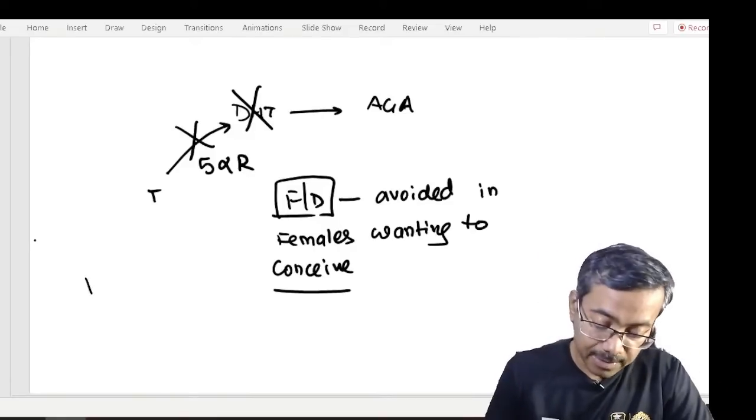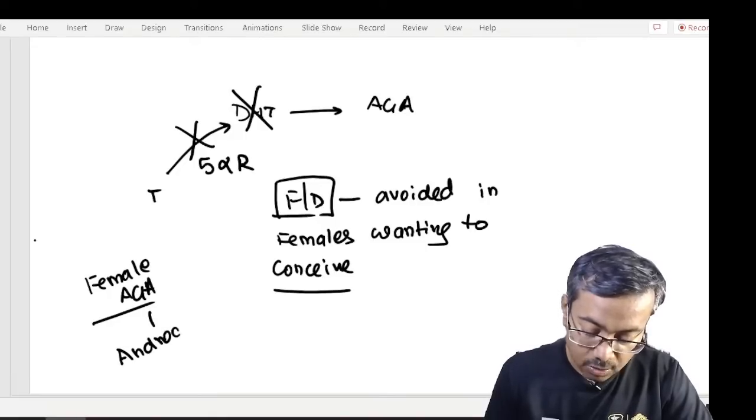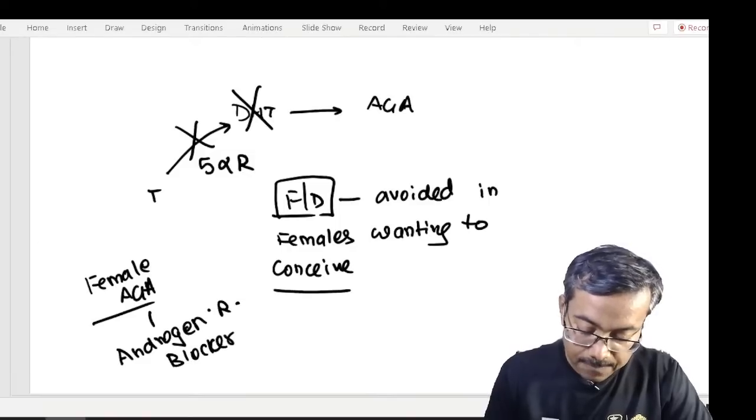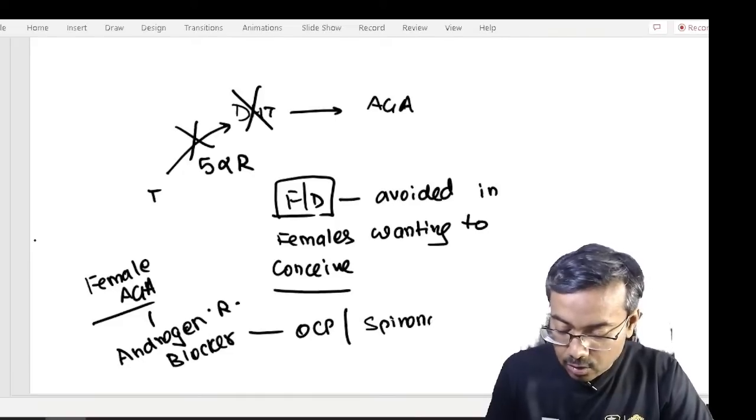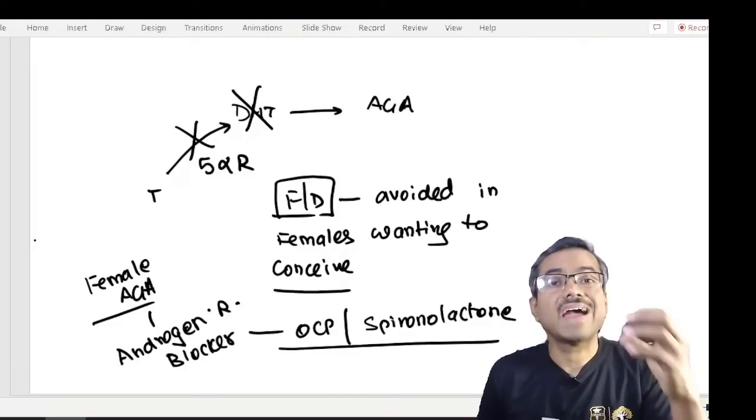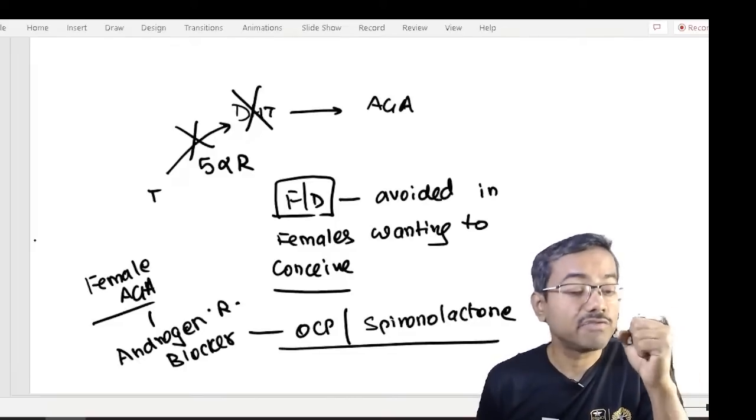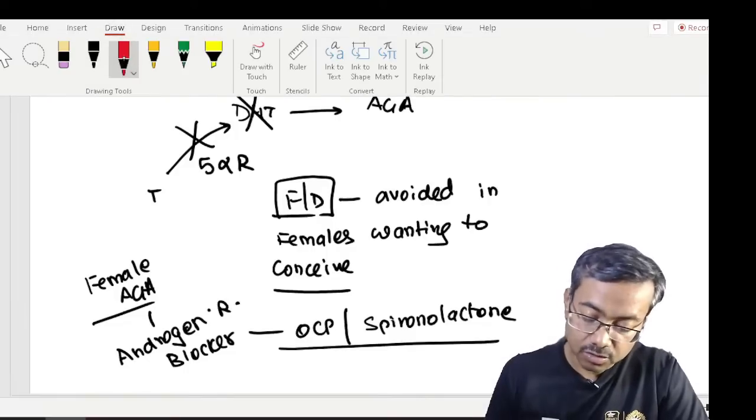So, in a female AGA, we choose a different option, which is androgen receptor blocker. And that is oral contraceptive pill and spironolactone. Okay, OC pill and spironolactone are androgen receptor blockers that you would give for a female AGA, not so much for a male, obviously, you don't give that.